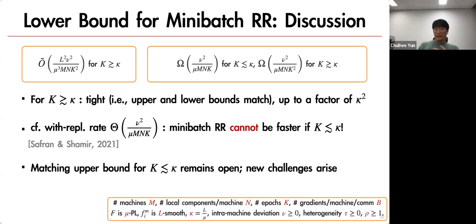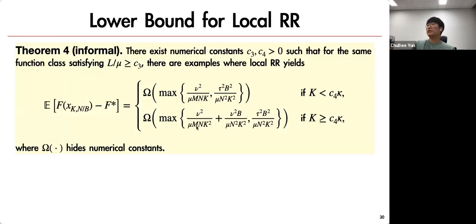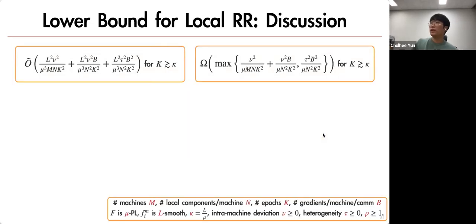Yeah, I tried proving it myself, but it seems that the small epoch case requires some new proof techniques. Okay, so this is the lower bound for local random reshuffling. So let me focus on the large epoch regime.